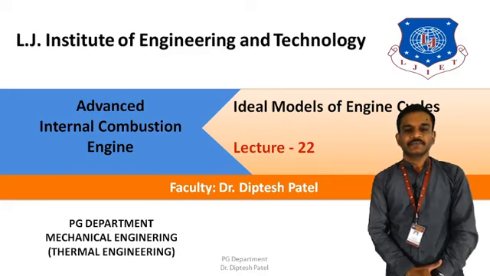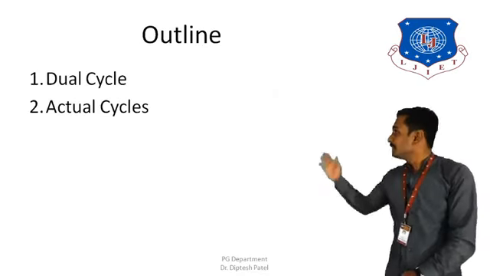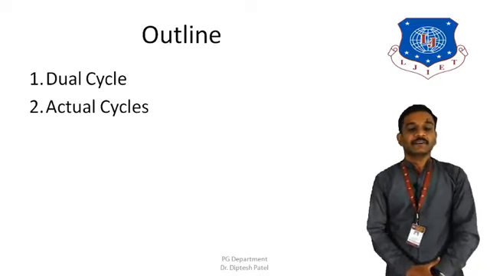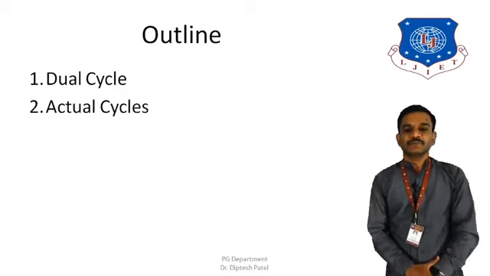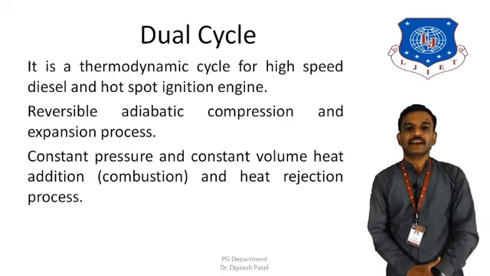In this video session we are going to continue the chapter called Ideal Models of Engine Cycles. In this video session we are going to see the dual cycle and different types of actual cycles. In the previous video session we went through the ideal Otto cycle and ideal diesel cycle, and now we are going to cover the dual cycle, which is a combination of both of them. We are also going to see what the actual cycles look like and what the different losses associated with the process are. So let's start with the dual cycle.